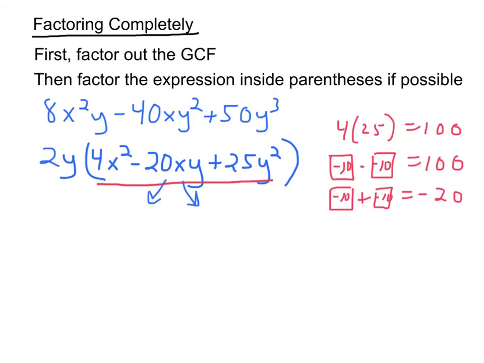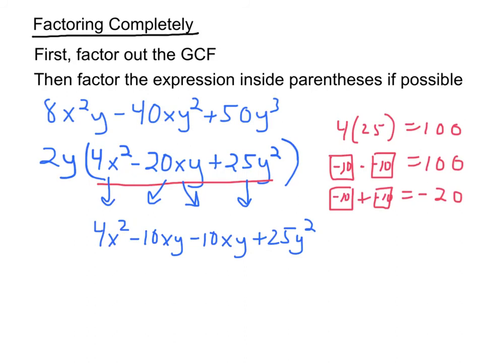So we're going to split that up. The first and the last one just carry down. So we would have 4x squared minus 10xy minus another 10xy plus 25y squared.